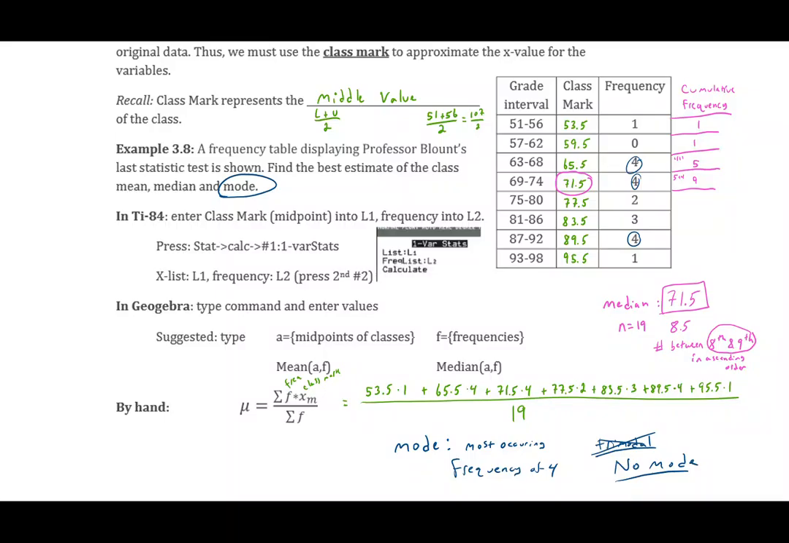And that's what you're going to do for most of the examples you'll see on the homework or on any exams, a no mode for this example. If only one of them had 4 and the other ones had 3, then the mode would be the class that has the highest frequency. Since all of them are relatively close in their frequencies, I would call this one a no mode example.